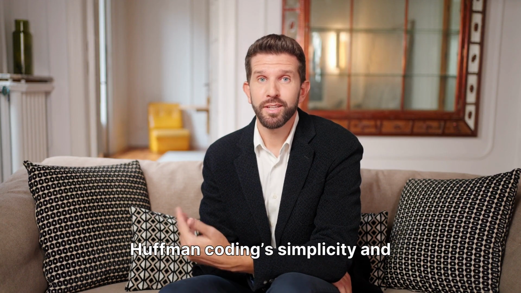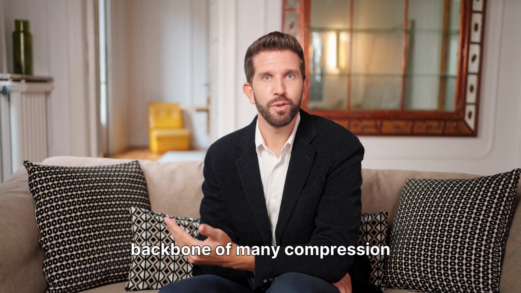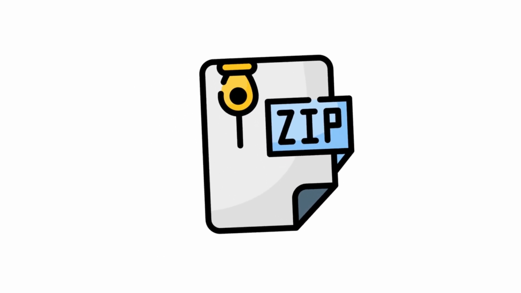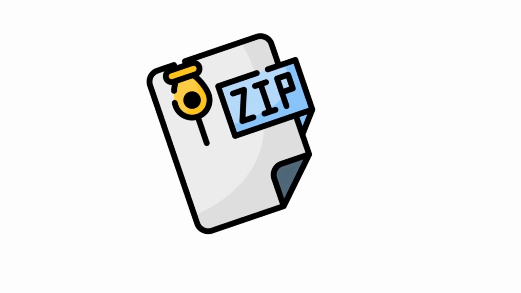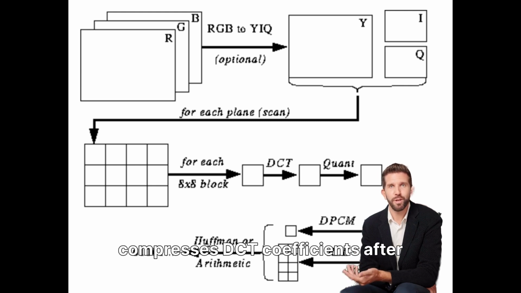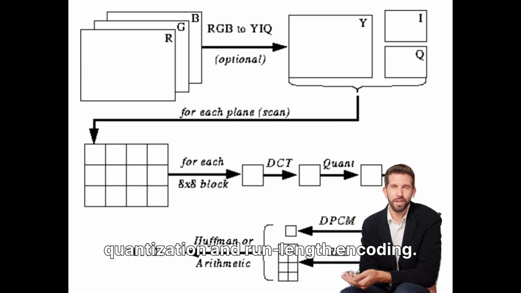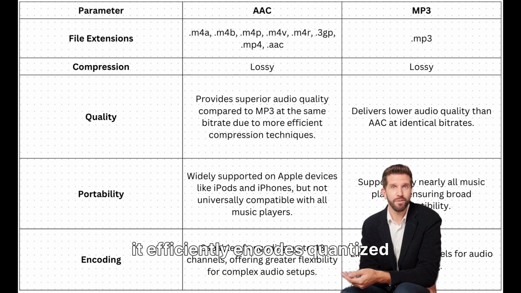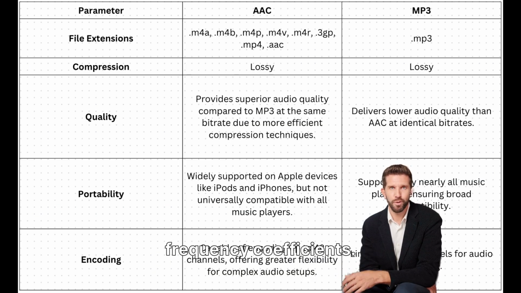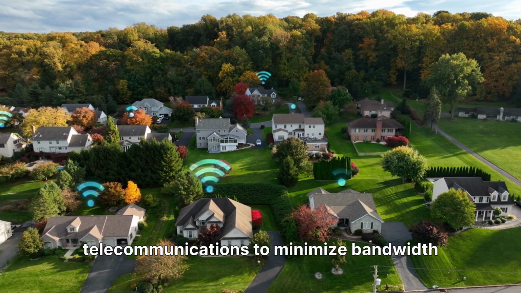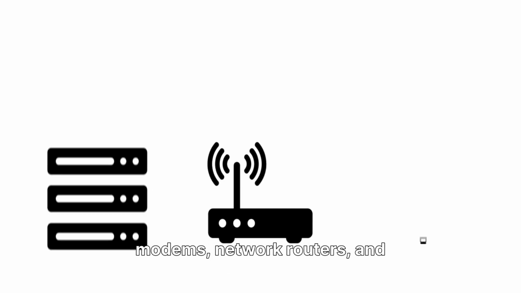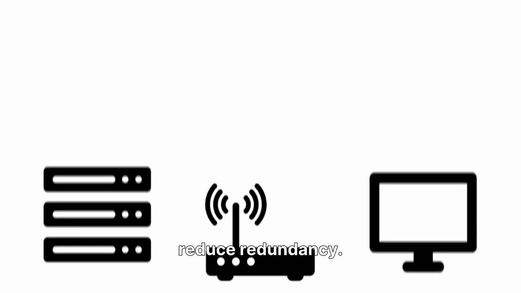Huffman coding's simplicity and efficiency make it a backbone of many compression algorithms. It's used in text compression formats like zip, gzip, and TAR. In JPEG, Huffman coding compresses DCT coefficients after quantization and run length encoding. In MP3 and AAC, it efficiently encodes quantized frequency coefficients. It's also used in telecommunications to minimize bandwidth while maintaining signal integrity. Furthermore, it's employed in modems, network routers, and file storage systems to reduce redundancy.